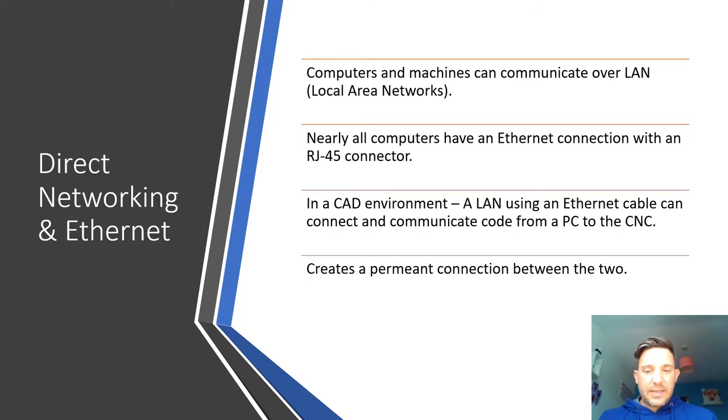Okay, so let's just go into these in a little bit more detail. So direct networking then is often done by an Ethernet cable. So you take your computers and machines and you get them to communicate over a local area network. And you connect them all together with physical cables. These physical cables are often Ethernet cables and they have this RJ45 connector.